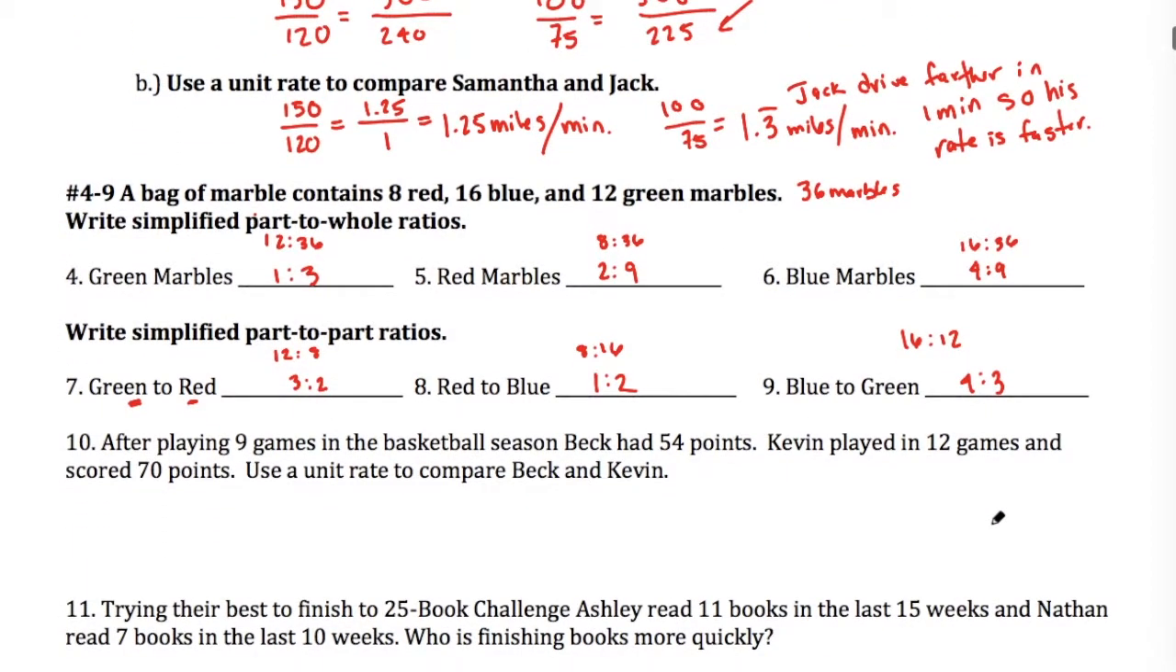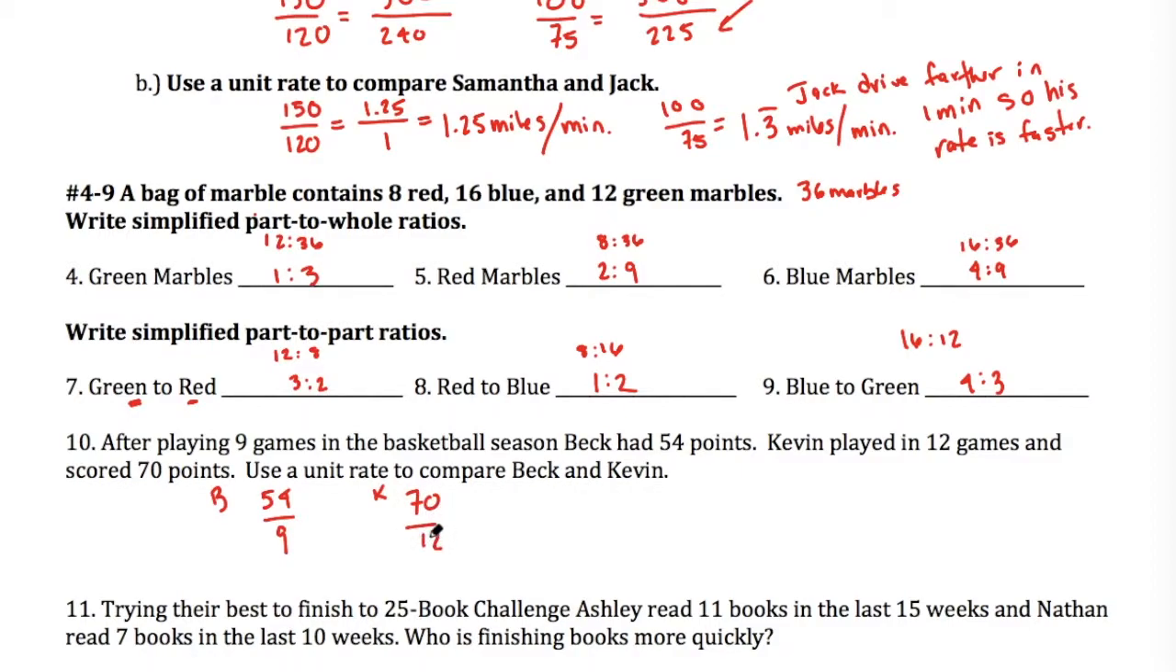Great. All right. After playing 9 games in the basketball season, Beck had 54 points. Kevin played in 12 games and scored 70 points. Use your unit rate to compare Beck and Kevin. Okay, so if I'm thinking about a sports situation, we'd probably more commonly put points per game. So Beck has 54 points per 9 games, and then Kevin has 70 points per 12 games.